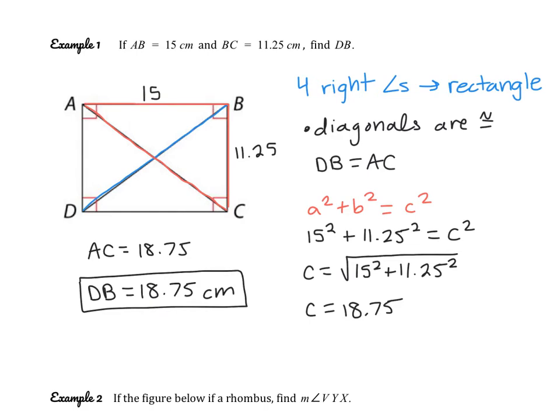Another way we could have approached this problem is, well, since we know it's a rectangle, we know that it has all of the properties of a parallelogram, and so for a parallelogram, the opposite sides are congruent. So this is 15, and this is 11.25. And then we could have done the Pythagorean theorem using this as a right triangle. So we could have solved it straight for DB. But either way, it's about the same amount of work.